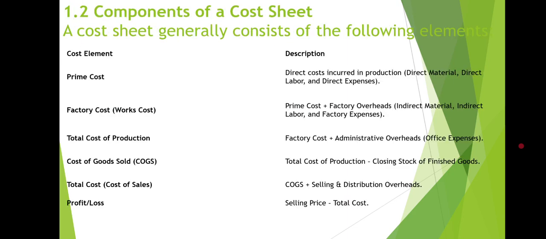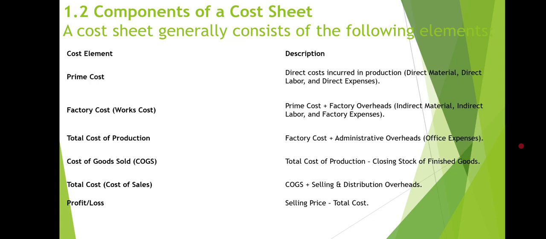So next topic we have components of a cost sheet. A cost sheet generally consists of the following elements. So these are the elements. First, we have prime cost. Prime cost, that means the direct cost incurred in production. For example, direct material, direct labor, direct expenses.